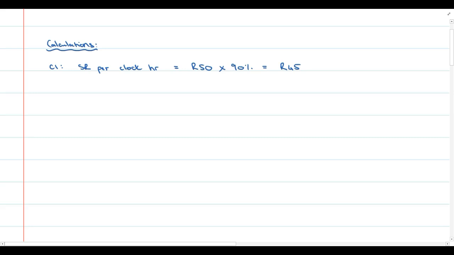All right, now before we go on, I just want to make sure that you guys understand the logic behind these calculations. So please note the calculations that I'm going to look at next are not necessary for you to perform the variance calculations. You've calculated the standard rate per clock hour.